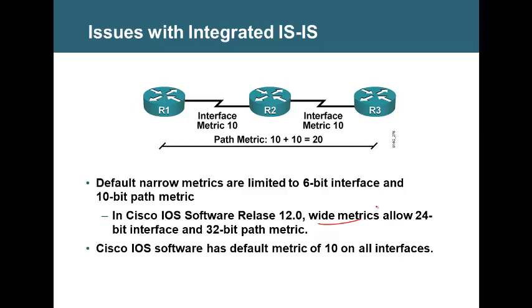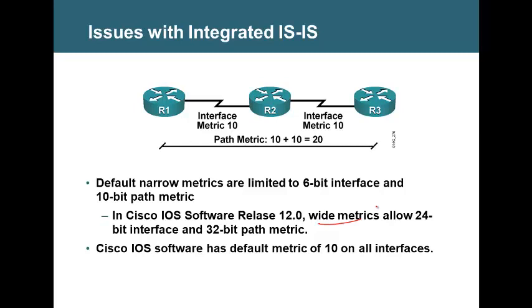The default is narrow. When you say metric wide, what really happens? The number of bits given for interface goes from 6 to 24. For path, from 10 it goes to 32. This is very important.